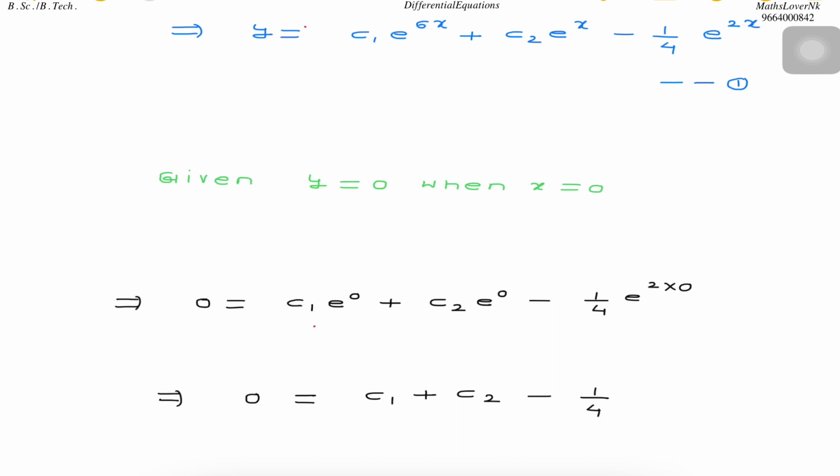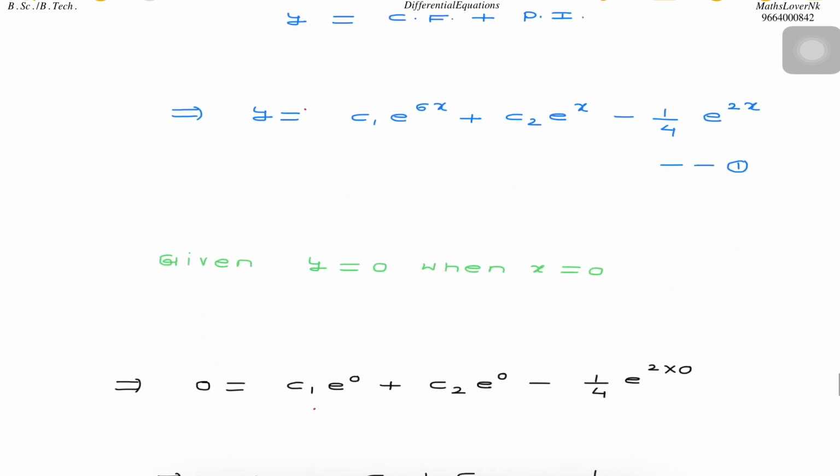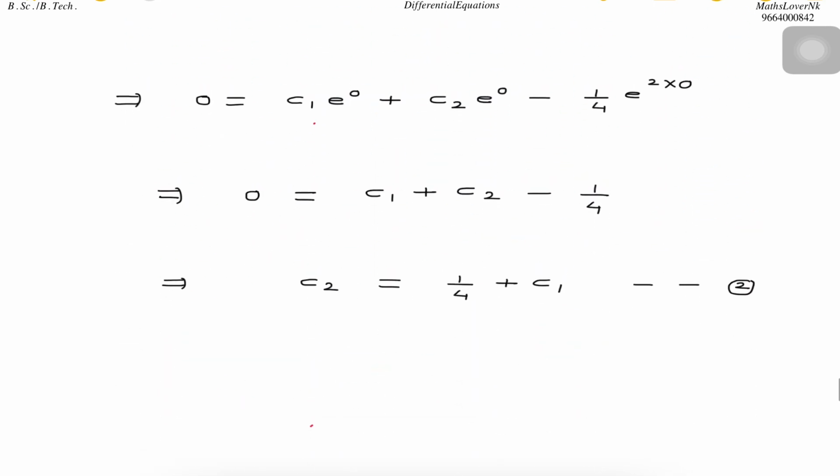Now it becomes C2 is equal to 1 upon 4 plus C1. It is equation 2. From equation 1 and 2.